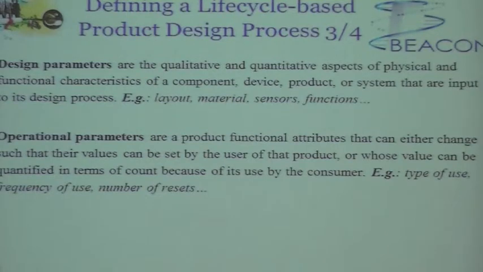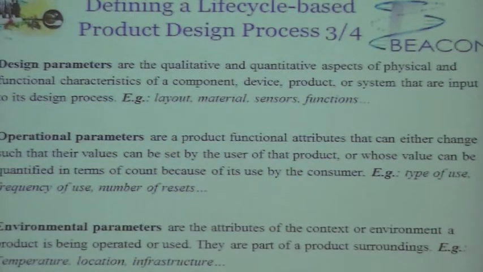What do we have there? We have the type of use, the frequency of use, the number of resets, and finally the environmental parameter, the last category I mentioned earlier. These are the attributes of the context or environment of the products being operated or used.